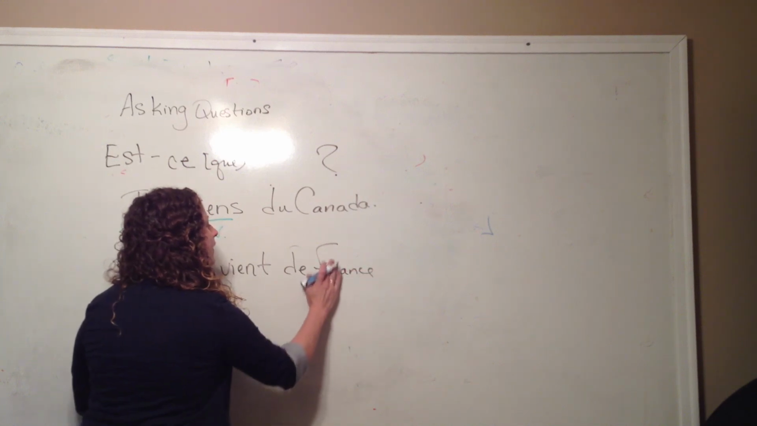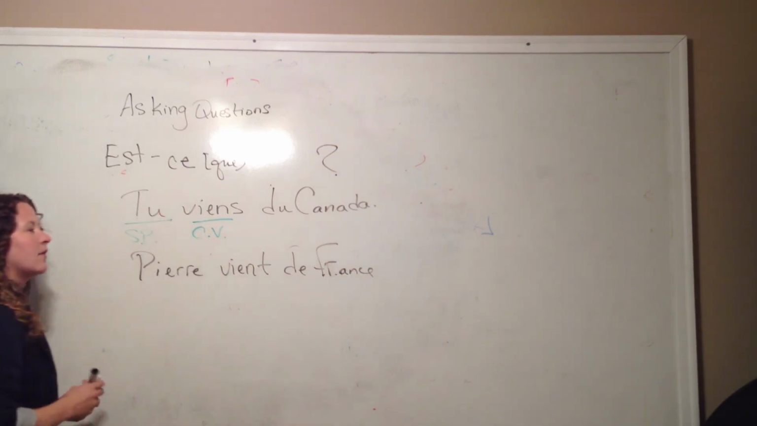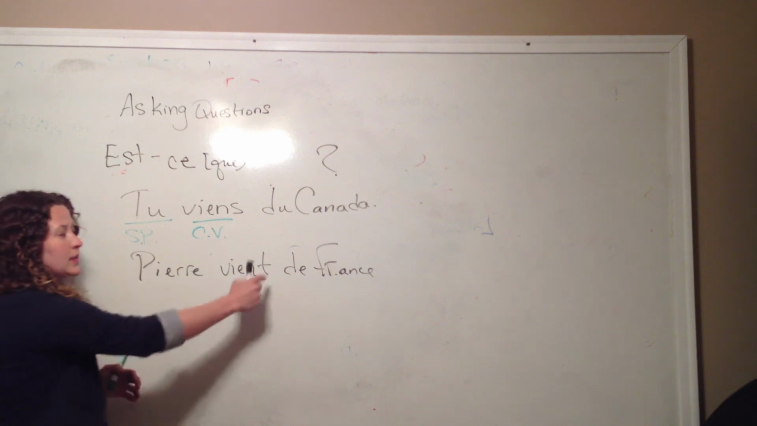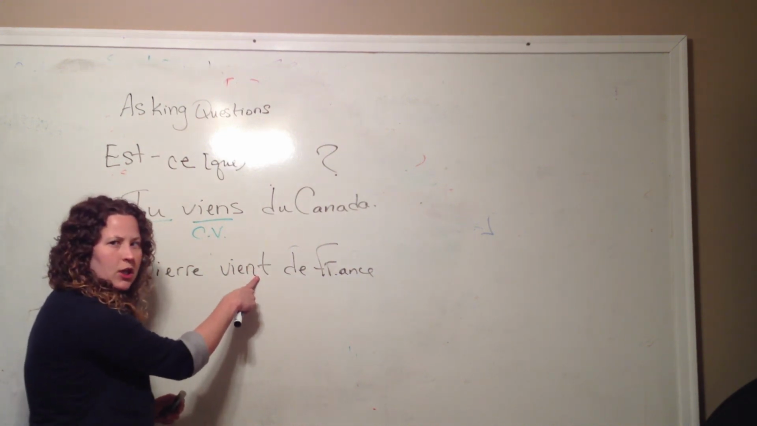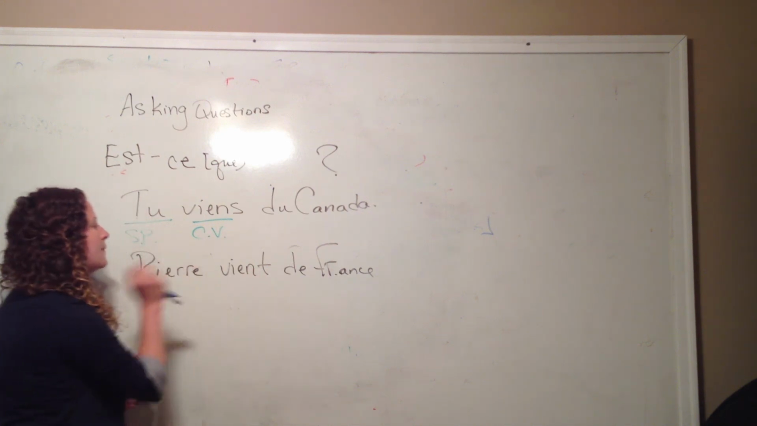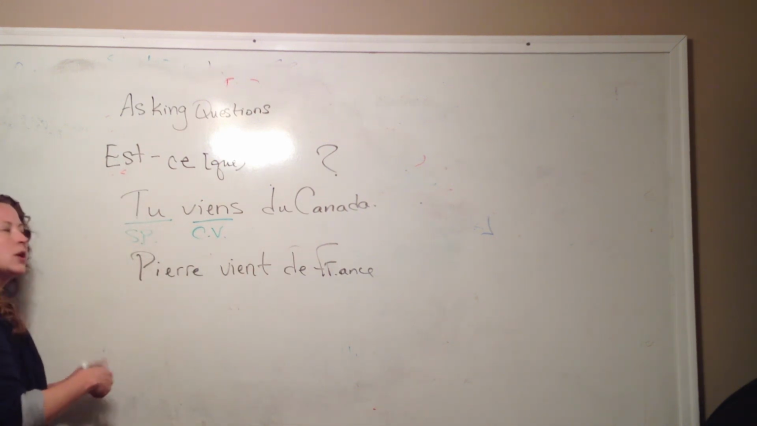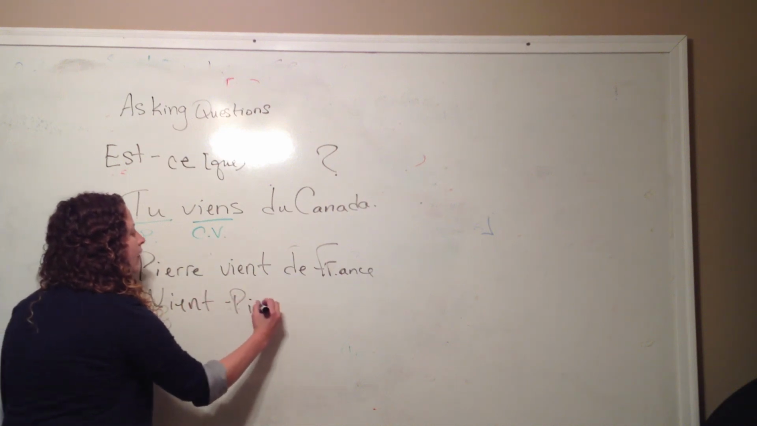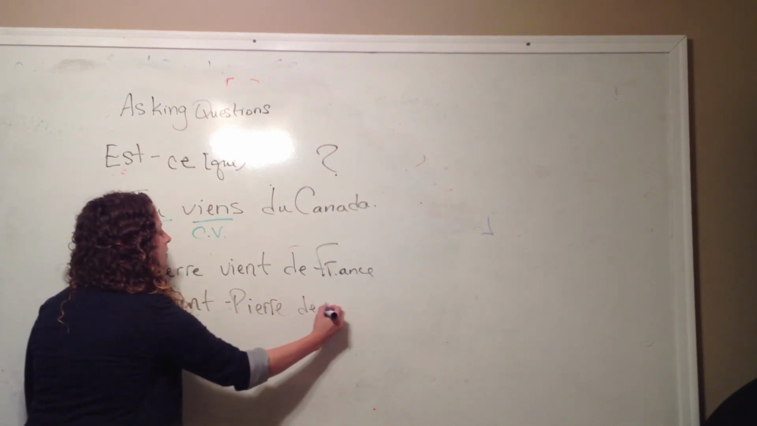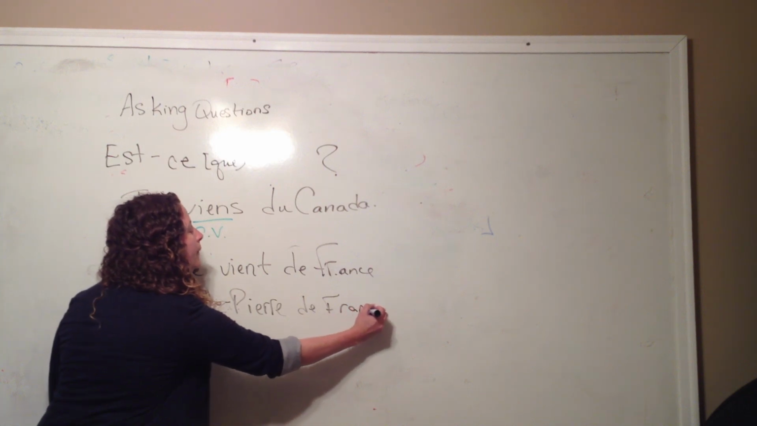If I could spell France right. There we go. Pierre vient de France. Now the reason this is a T and not an S is because that's the third person conjugation for the verb venir. Alright? So, I could not say vient Pierre de France.